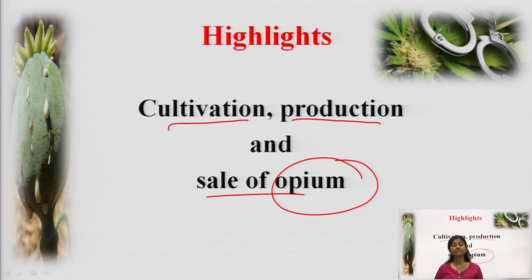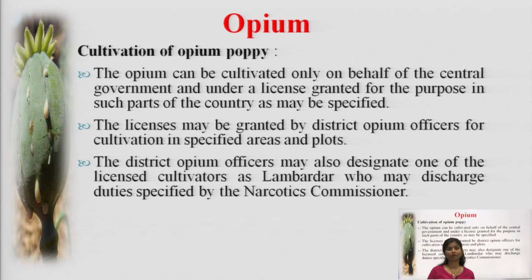Now here is the detailed description of how opium is cultivated. It is related to your pharmacognosy part: how the opium is collected from the plant and how morphine, the narcotic drug, is produced from those plants, as well as the sales of opium. Now let us go through it in detail.